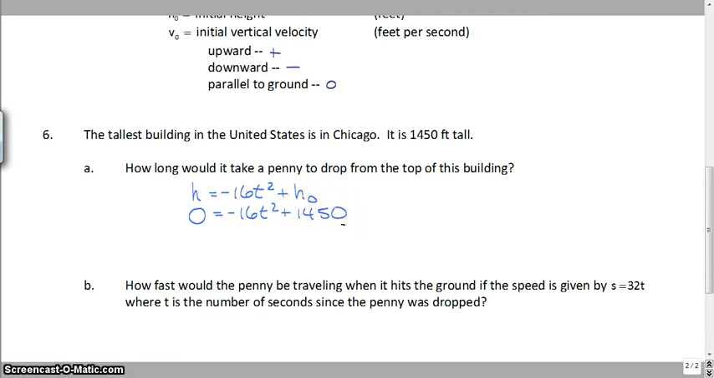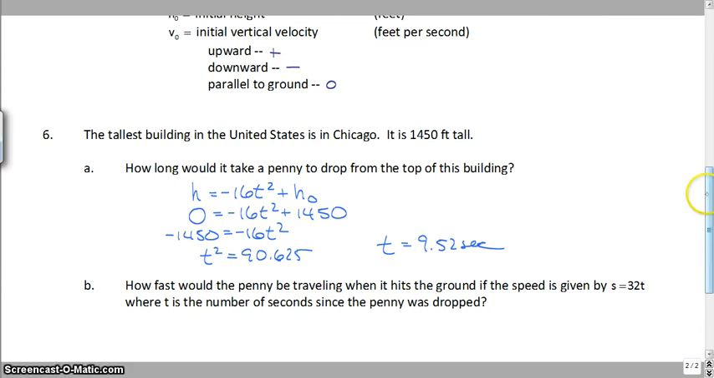And now from here, you just have to solve. Check it out. You've got a t squared, no t, just solve using square roots. Subtract that 1450 to the other side, so negative 1450 is equal to negative 16t squared. Divide both sides by the negative 16, and you're going to get t squared is equal to 90.625. And then all you have to do is take the square root of that, and you're going to get t is approximately 9.52 seconds before it hits the ground. That's quite a long time to drop a penny before it hits the ground.